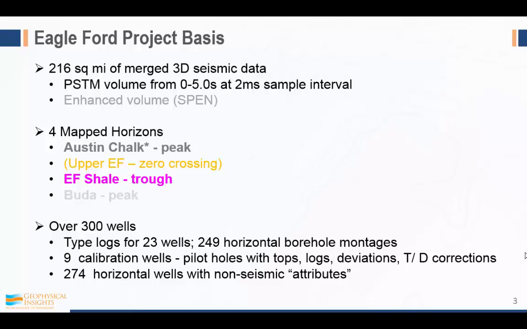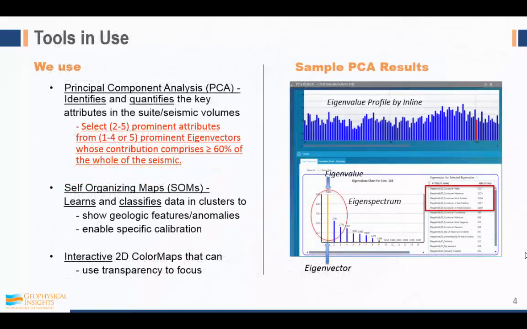Alrighty. So the tools that we use in Paradise are basically three. Originally we do principal component analysis, and this is where the key attributes that you want to combine in your self-organizing map can be selected. And this is sort of the rule of thumb that comes from experience, my own and others, that you generally tend to select 2 to 5 of the prominent attributes.